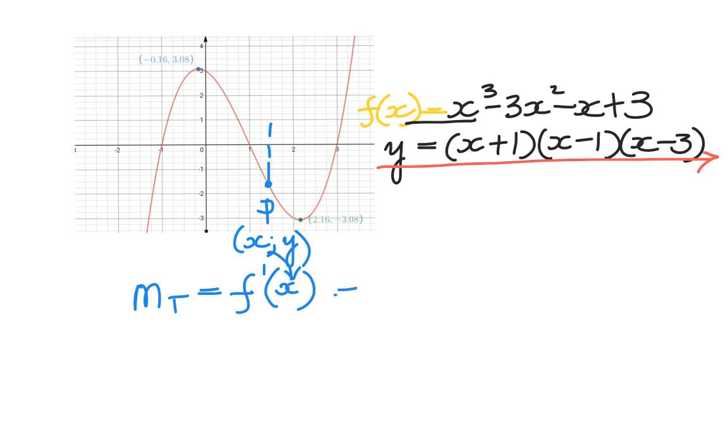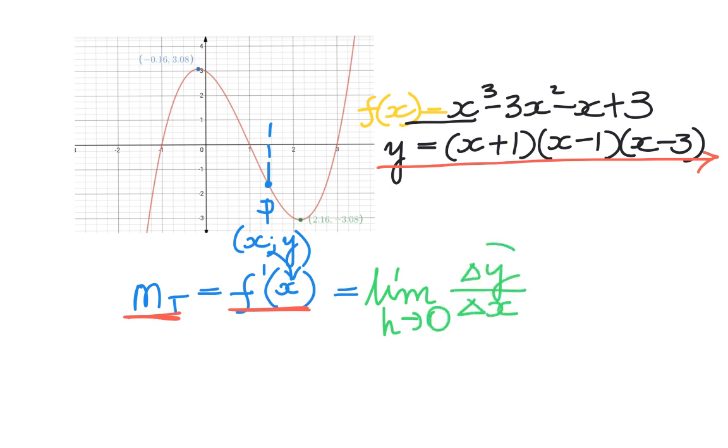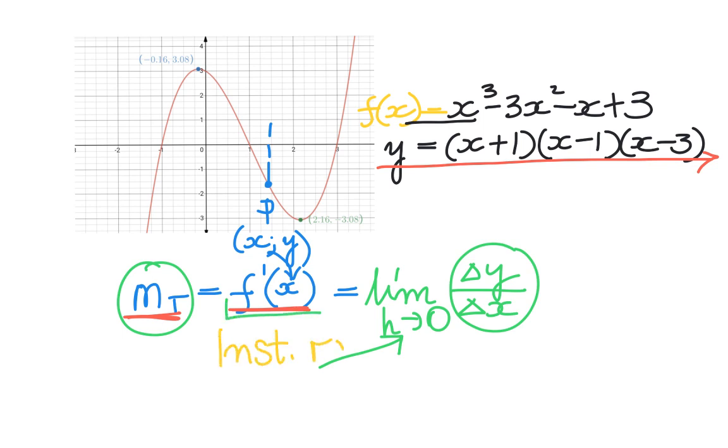But you must also remember, and we spoke about it at the beginning of the section, that the gradient of a tangent, or the derivative at a specific point on the curve, is also called an instantaneous rate of change. So change in y over change in x, but at the instant. It's called the gradient of a tangent, a derivative, an instantaneous rate of change.